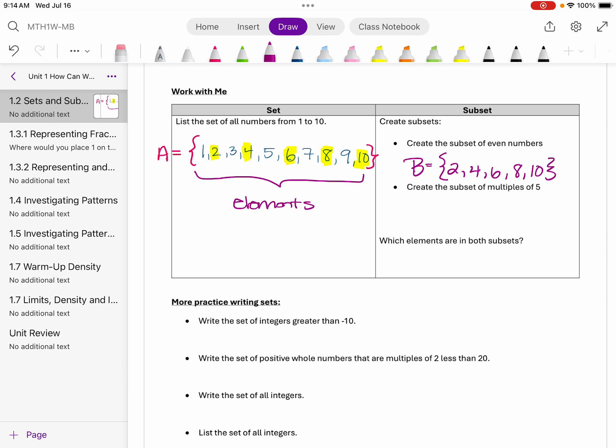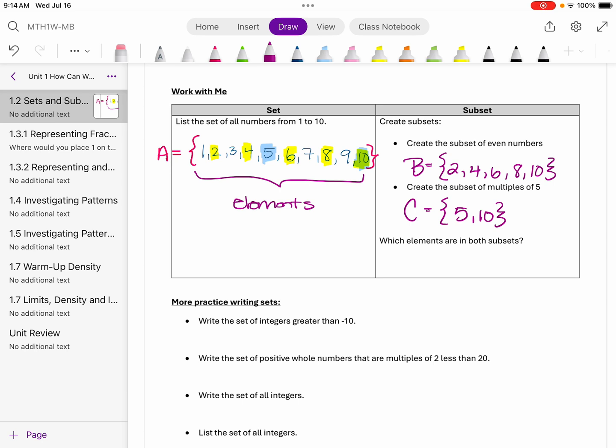Okay. The next subset I'm going to ask you to do is the subset of the multiples of 5. So look at your list and create a subset of the multiples of 5. Pause the video and press play when you're ready. Okay, so I'm going to call this set C. And from my original set, I've got 5 as a multiple of 5 and 10 as a multiple of 5. So I'm going to write those down. I've got 5 and 10. So these are considered subsets because the numbers that are in set A exist in both B and C.